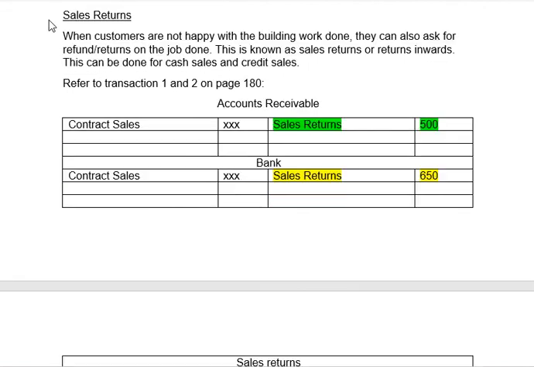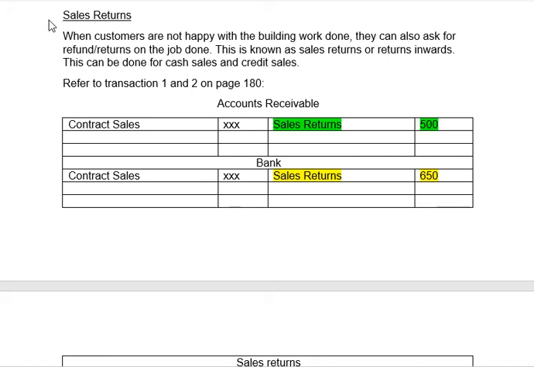Okay, scenario 2, we'll now look at the sales returns, the opposite side of the coin. The first one was purchase returns, so when we bought something and we weren't happy and we were returning it to the suppliers. Now we're going to have a look at sales returns. So when the customers, if you did a job for the customers and you completed the job, but they were not happy with some of the material you used, or they were not happy with some of the building work you did, they can ask for refunds or returns on the job that you did. So we also have to deal with the opposite side, the sales returns.